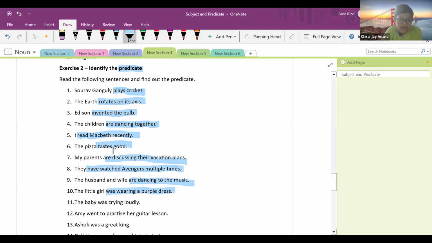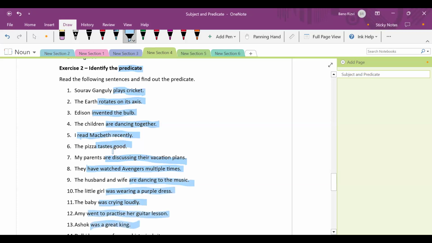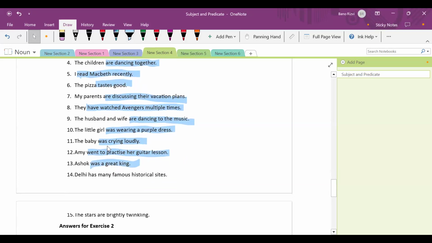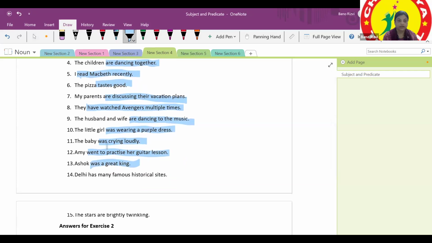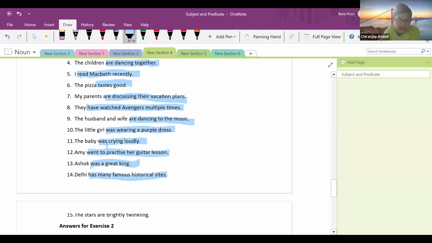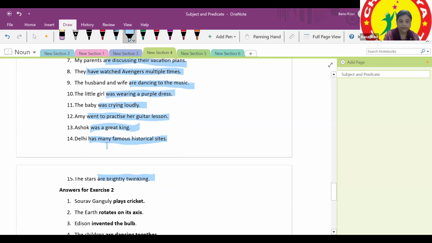She was crying loudly. He went to practice her guitar lesson. He was a great king. Delhi has many famous historical places. The bright stars are twinkling brightly. Okay.